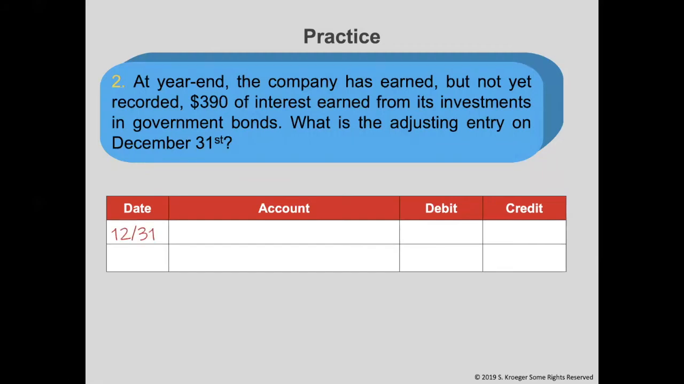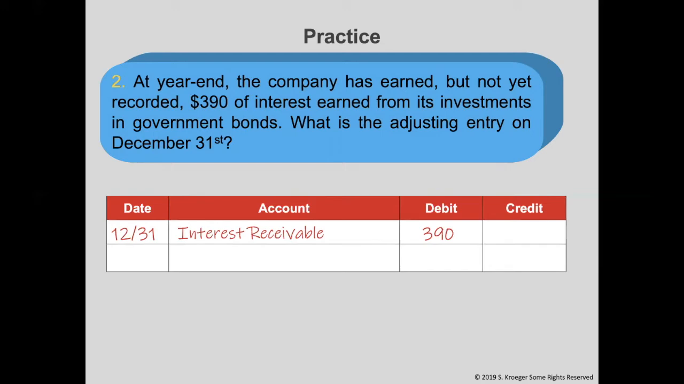Remember, we need to debit a receivable account and credit a revenue account. We have been using accounts receivable prior to this chapter, but let's be more specific with this example. We are owed money, but from what? An accounts receivable is usually when a customer owes us money, but what are we owed here? We are owed interest. The account we will be using is interest receivable. How much are we owed? We are owed $390.